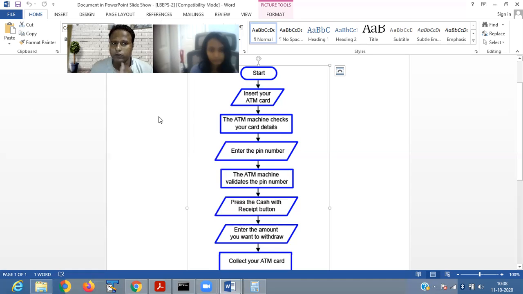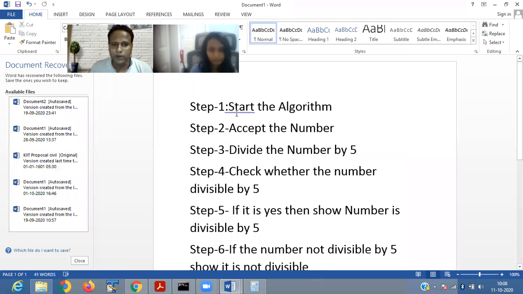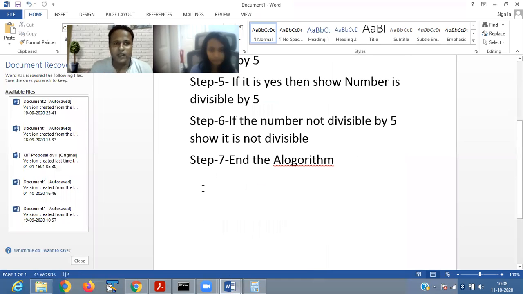The difference between the flowchart and algorithm: in an algorithm, you represent your information in text format, or you have to write it in statements. Here we only write statements. We are writing only sentences.